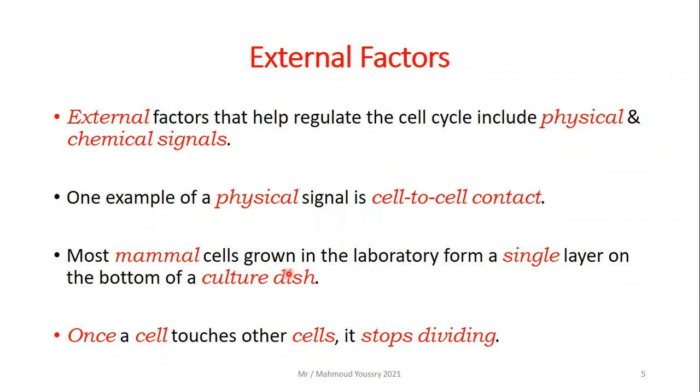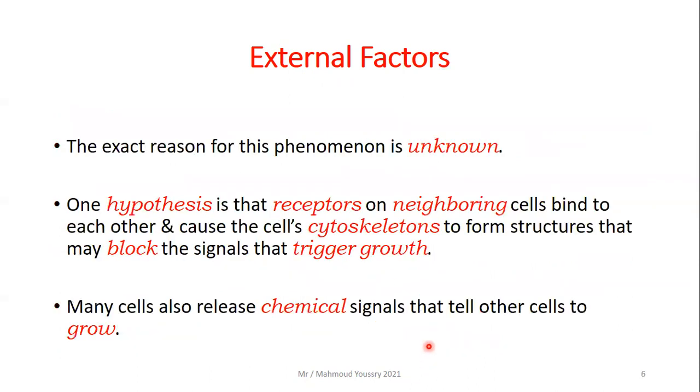Most mammal cells grown in the laboratory form a single layer on the bottom of a culture dish. Why? Once a cell touches the other cells, it stops dividing. So the cell-to-cell contact, this is a physical external factor that controls the cell cycle or the cell division.